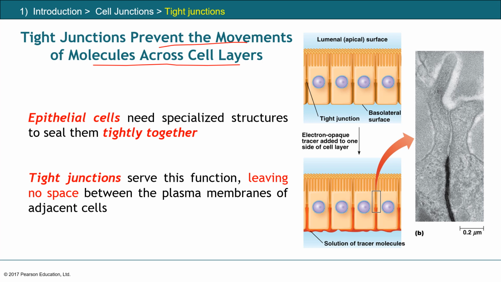So for example, here what they are showing you is that if they put a solution here, the tight junctions are going to prevent this solution from going to the other part of the tissue. They did that experiment, and you can see that the dye is not able to cross. So remember, tight junctions leave no space between the plasma membranes of each cell, and this is very important to prevent the flow of ions, enzymes, or any molecule between cells.